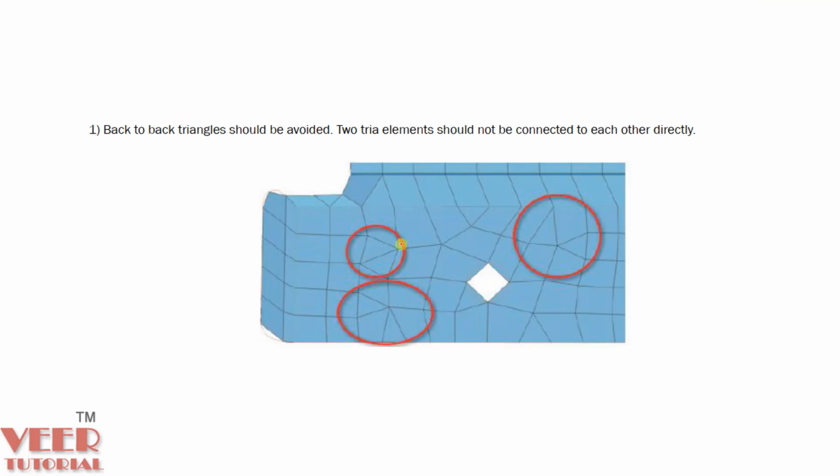When you do the 2D mixed mesh, you have to make sure that back-to-back trias should be avoided. Two tria elements should not be connected to each other directly. Consider this case. You can see we have two trias, this one and this one. These are back-to-back. Similarly this one. We have to avoid back-to-back trias. Similarly here this tria and this tria, these are coming back to back. We always have to avoid trias that are directly connected or back to back with respect to each other.